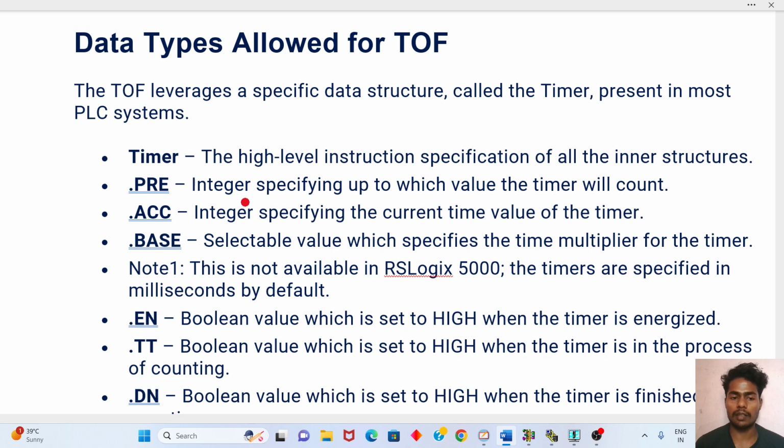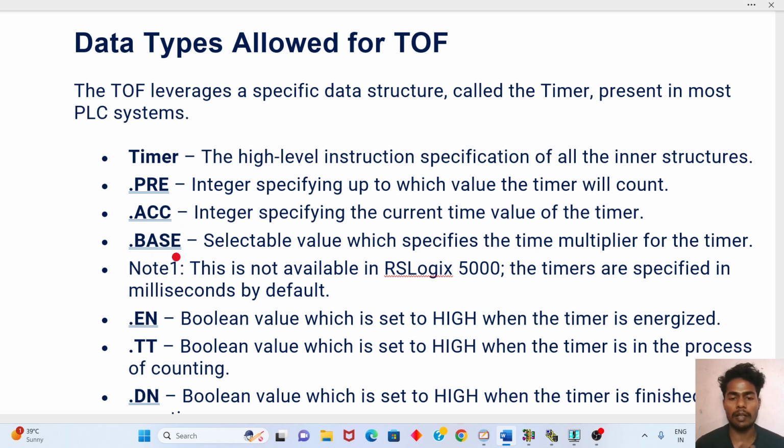Accumulator means the high level instruction of all the timer. Preset is an integer specifying the value up to which the timer will count, where you have to put the value. Accumulator is where our preset value will be counted. It is an integer that specifies the current time value of the timer.